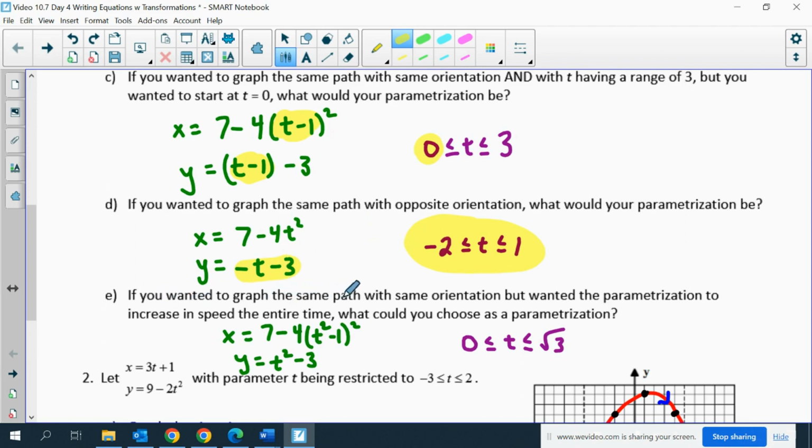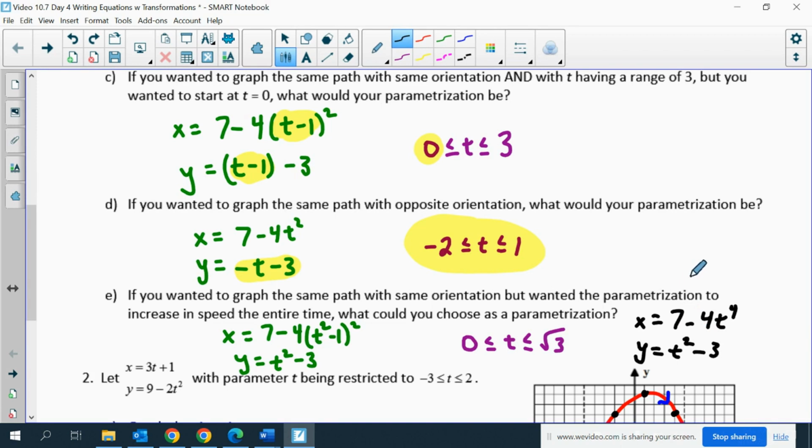Now, if I wanted to graph the entire path the same way with the same orientation as the original, but wanted the parameterization to increase in speed the entire time, what could I choose as a parameterization? And the temptation is to go something like x equals 7 minus 4t squared squared, and y equals t squared minus 3. So just replace the t's with t squareds.